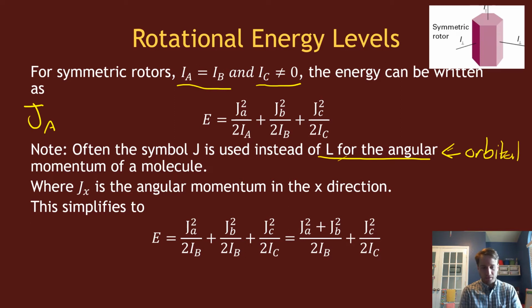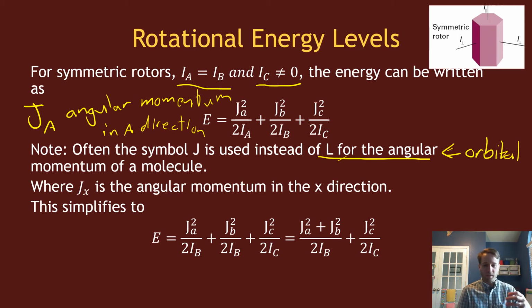And so this J value, say JA, is your angular momentum in the A direction. So angular momentum in the A direction, JB is angular momentum in the B direction.